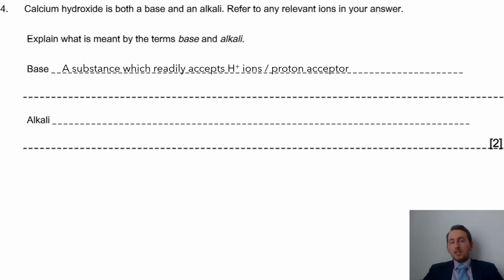So a base is a proton acceptor, or readily accepts H plus ions. And then for our alkali, you can say it's soluble and releases OH minus ions into a solution. So again, just purely off your definition. Do you know your definitions? If not, you've got to go away and make sure you commit those to memory.